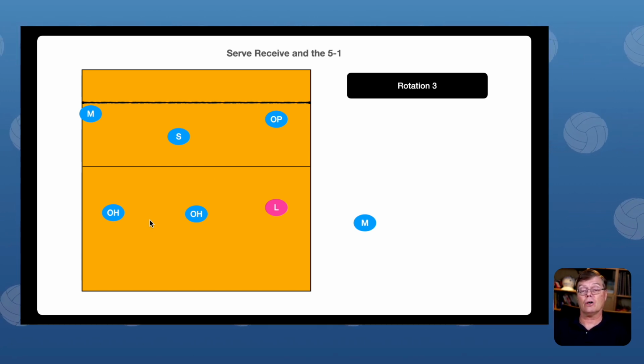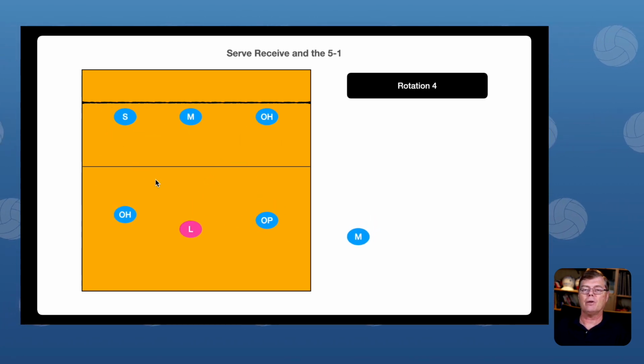But in this case, look, rotation 3, we have an outside hitter and a libero serve receiving, and we're ready to attack. Because this outside hitter, the one on the left side, is ready to left side attack. The middle in this situation, when we receive, will go into, I don't know if you can see it here, but I want them to go in here and be ready to attack.